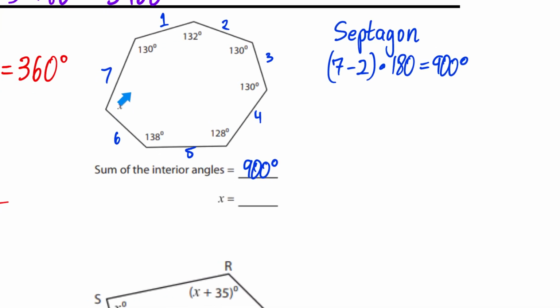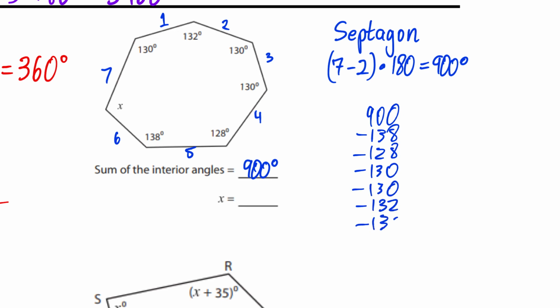So what I want is I want to know how big that one little angle is right there. So all I'm going to do is I'm going to go 900 minus that, minus that, minus that, minus that, minus that, minus that. And after I subtract that, that's going to tell me what this is. So 900 minus 138, minus 128, minus 130, minus 130, minus 132, minus 130. What does that give you? 112. 112 degrees.